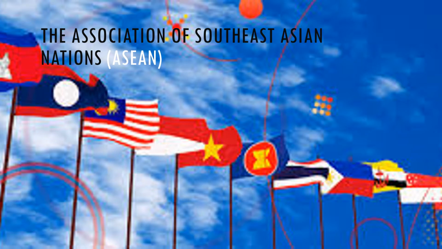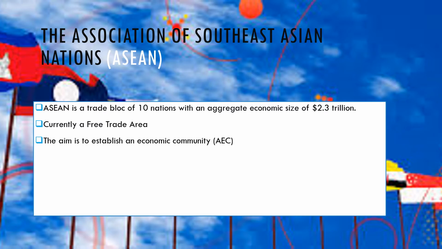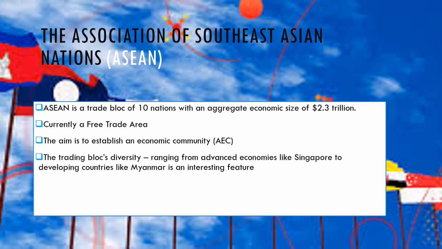A couple of other ones we should be aware of. The first one is the Association of Southeast Asian Nations. And this is a bloc of 10 nations with an economic size of $2.3 trillion. It's currently a free trade area, although there are plans to establish an economic community. It has quite a diverse range of members in the trading bloc, so quite advanced economies like Singapore, all the way to developing countries like Myanmar.